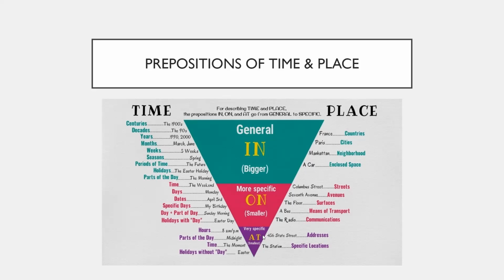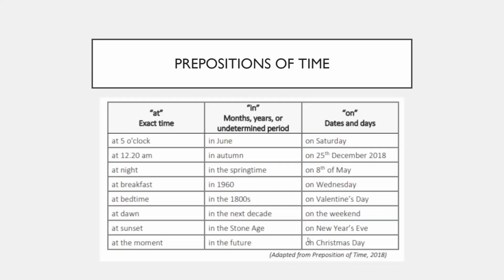Okay, at is very specific. So you can see it narrows down from bigger or general to smaller and smallest, very specific. So at, okay, our class will start at 1 p.m. Okay, on Monday, our class will start at 8 p.m. on Monday. See, on Monday. All right, and I live at, okay, for example, Walai Niwas 5. Okay, so, right? Okay, that's it.